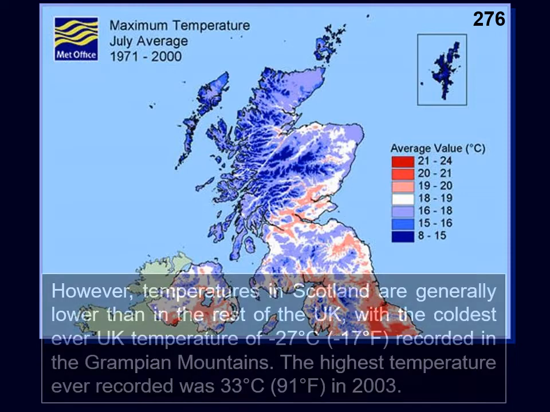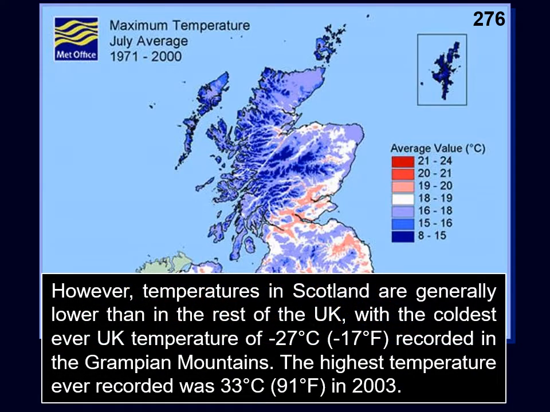However, temperatures in Scotland are generally lower than in the rest of the UK, with the coldest ever UK temperature of -27 degrees Celsius, -17 degrees Fahrenheit, recorded in the Grampian Mountains. The highest temperature ever recorded was 33 degrees Celsius, 91 degrees Fahrenheit, in 2003.